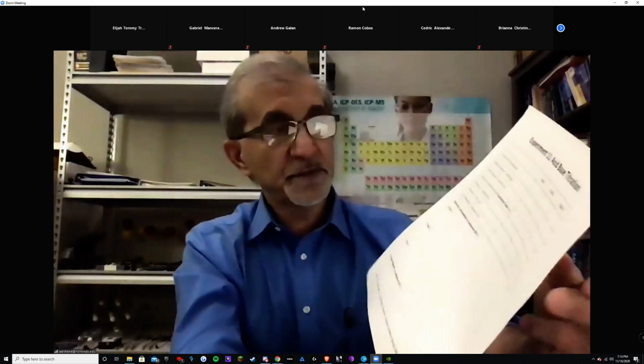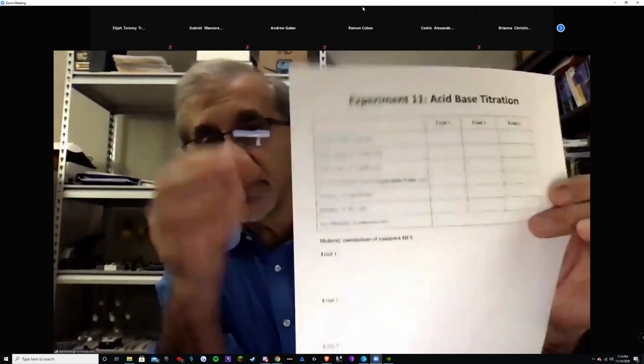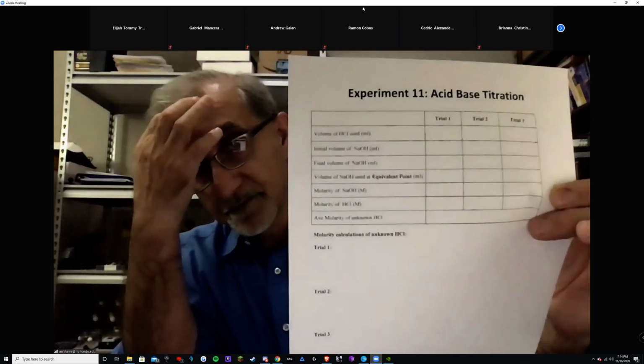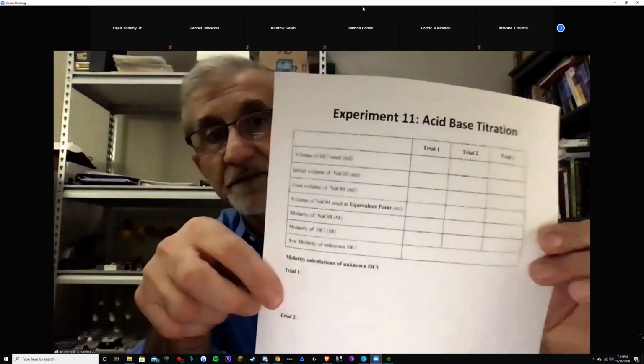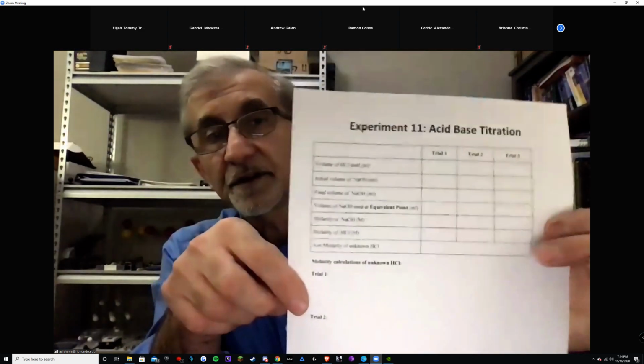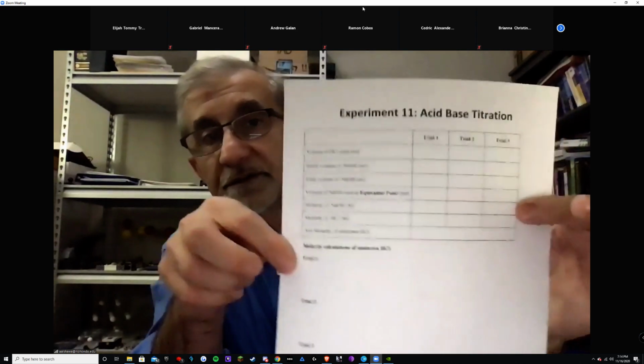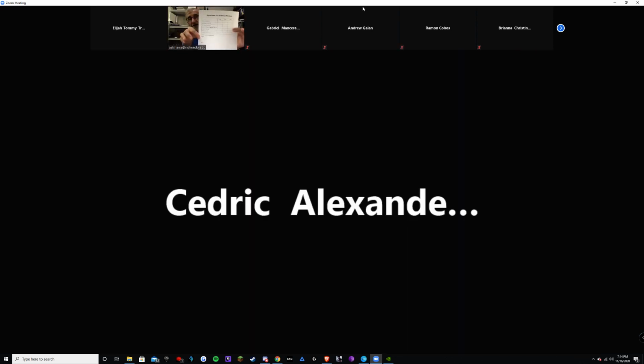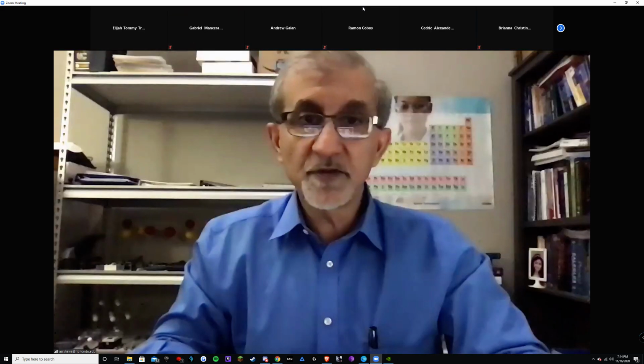At least, do we all have the data table? Go to that experiment 11 folder, click to open, and just download the data table. Oh, a PDF file. Yeah, I think I would just be downloading it because for some reason I'm not seeing this sheet in my lab manual. It's not in your lab manual.